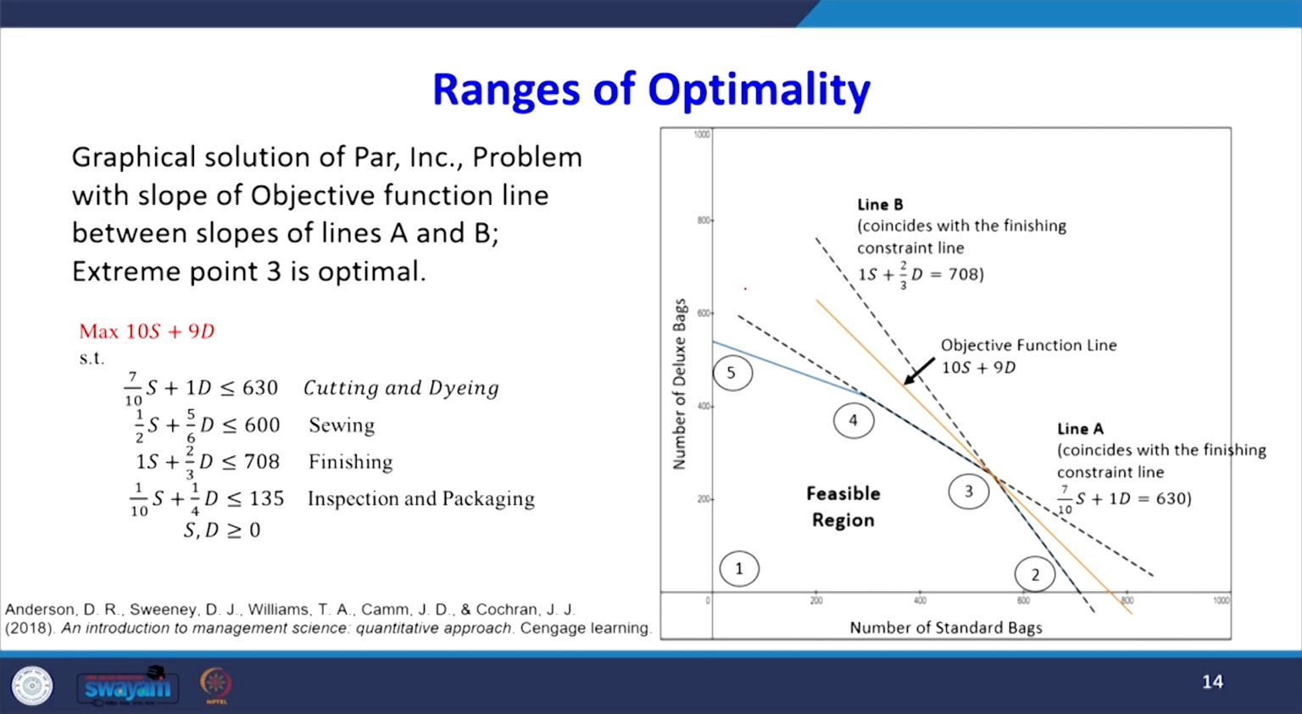Now, I will explain this range of optimality graphically. We know that this region is our feasible region, which we discussed in our previous lectures. This point is where we got the optimal solution. So, now we will go back to the problem. In the graphical solution of the problem, with the slope of the objective function line between the slope of line A and B, extreme point 3 is optimal. So, this point is the optimal point for the given problem.